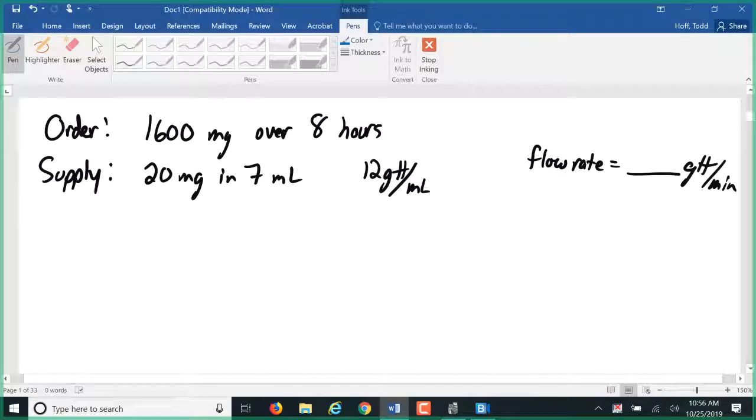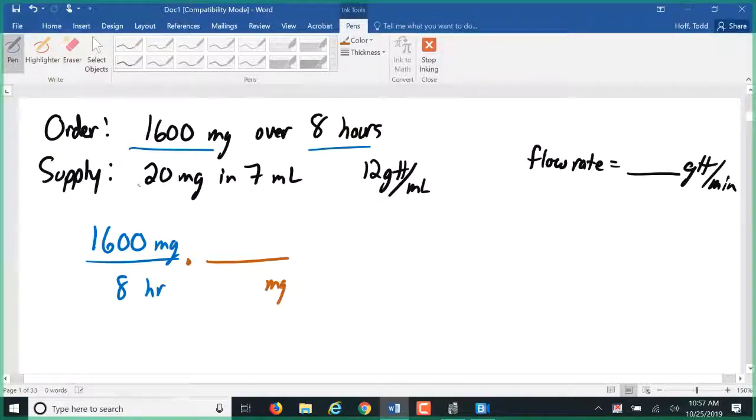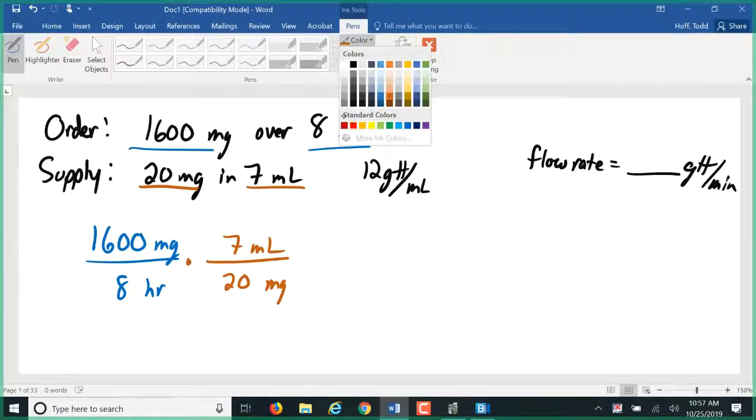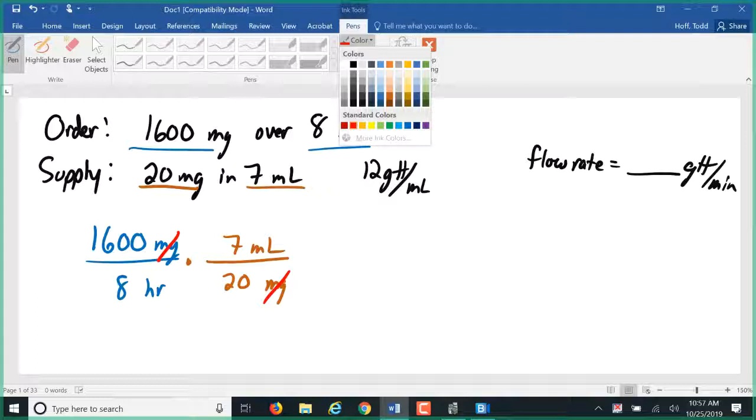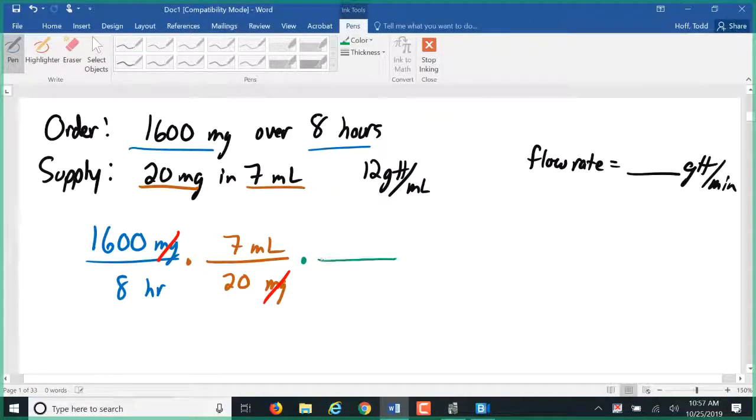So we start out with our order here, 1,600 milligrams over 8 hours. Both the milligrams and the hours have to be converted out here. So let's do the milligrams. We're going to put milligrams on bottom so they cancel out. We're told 20 milligrams in 7 milliliters. That has canceled out the milligrams. Next, we still have to get rid of milliliters and we still have to get rid of hours. I'm used to using the drop factor last, so I'm going to use hours next. To get rid of hours, since it's on bottom, I'll put hours on top. 1 hour equals 60 minutes.